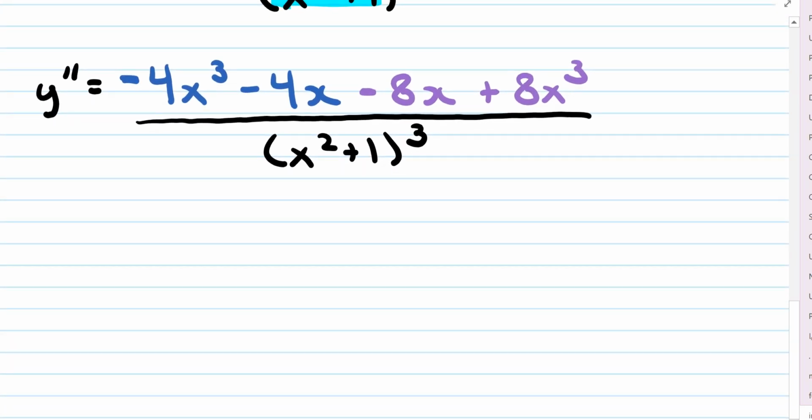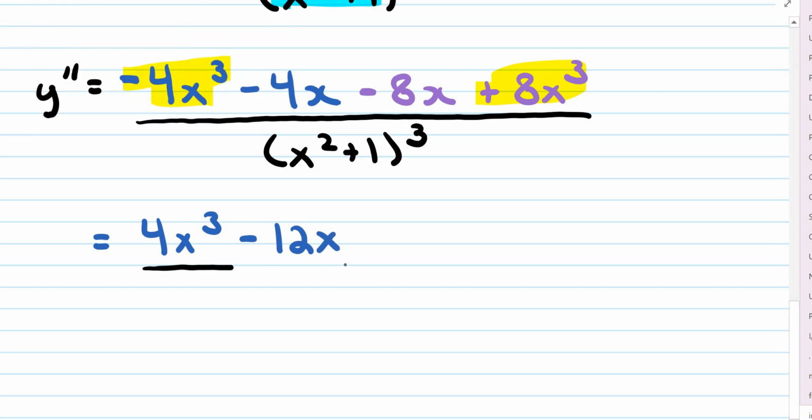I'm being very careful with all my algebra steps because you can definitely make a mistake pretty quickly here, so I'll do my best to go through this very slowly. If I subtract those, 8 minus 4 is going to be 4x cubed, and the negative 4x minus 8x is going to be negative 12x. And that is all going to be divided by the denominator all to the power of 3.